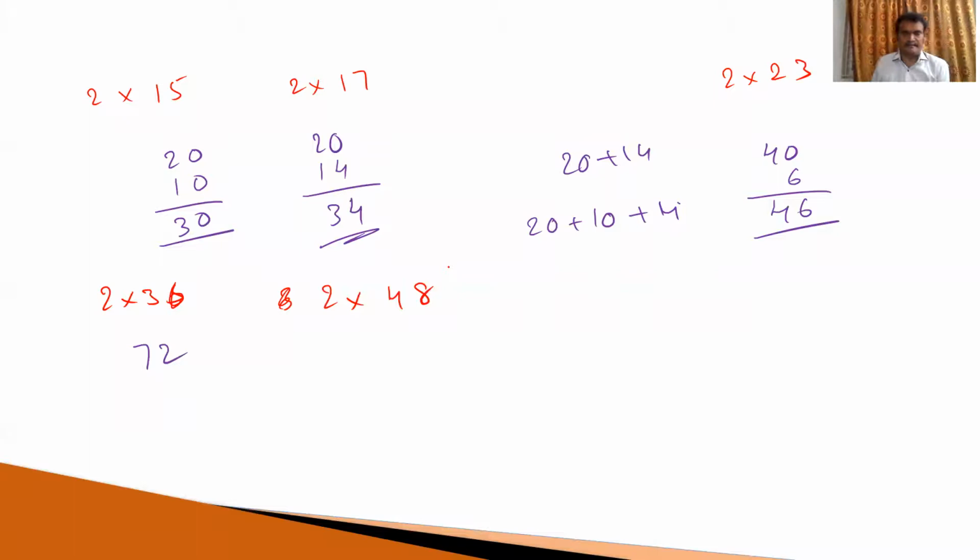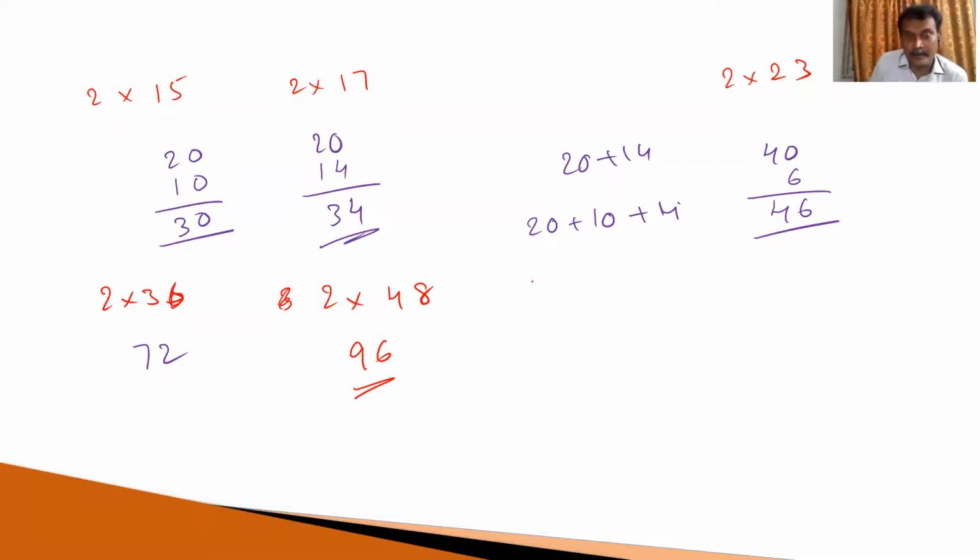What is 2 into 48? Okay. So 2 4 times equal to how much? 8. 2 40 times equal to how much? 80. So keep in your mind. 2 8 times equal to how much? 16. So 80 plus 16 equal to how much? 96. Yes, that is the answer. 2 into 48, that is equal to 96 is the answer.